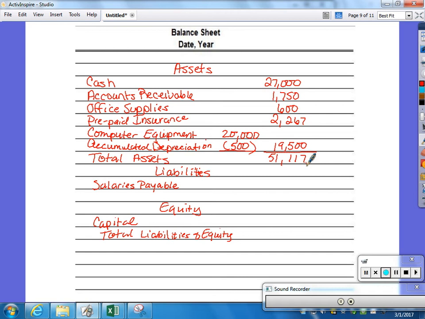Salaries payable. What's the balance of salaries payable? 420. What about capital? Is capital still 50,000? Oh, no, 50,697. So that means total liabilities plus equity equals what? Same thing, 51,117.